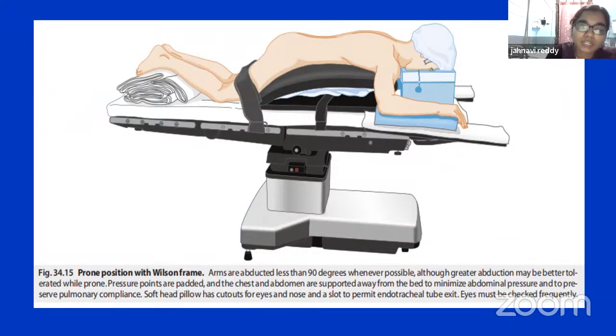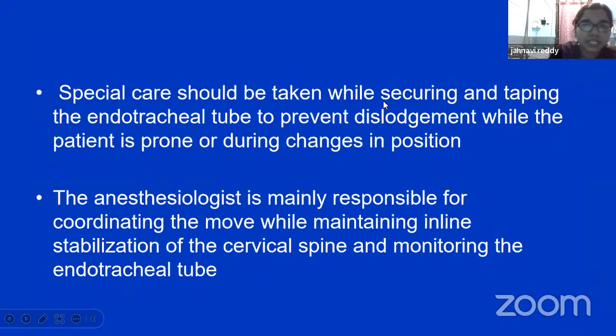And a soft pillow is kept here to prevent pressure injuries on the eyes and nose. An endotracheal tube should also be placed properly and supported properly while placing the support to the face while protecting the eyes and the nose. Special care should be taken while securing the endotracheal tube to prevent dislodgement while the patient is in prone or during changes of position. An anesthesiologist is mainly responsible for coordinating the move while maintaining inline stabilization of the cervical spine and monitoring the endotracheal tube.